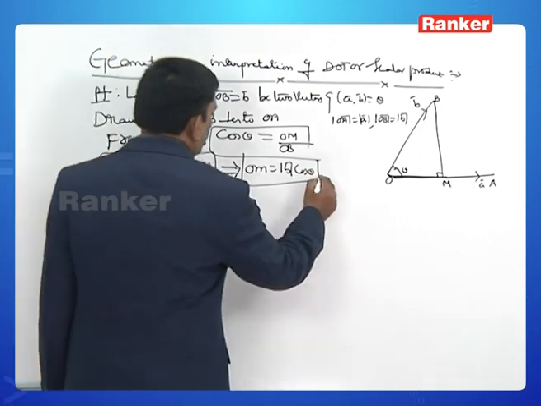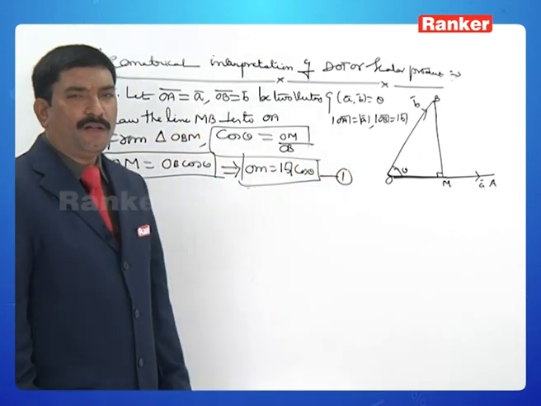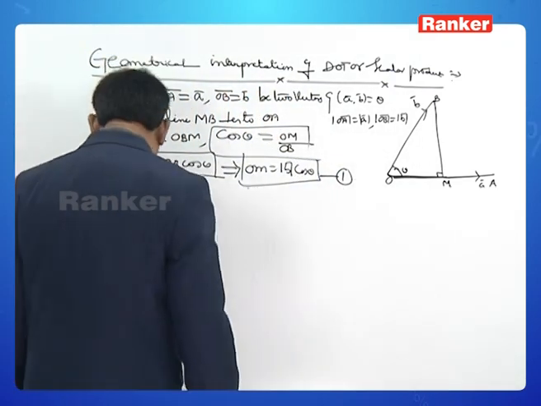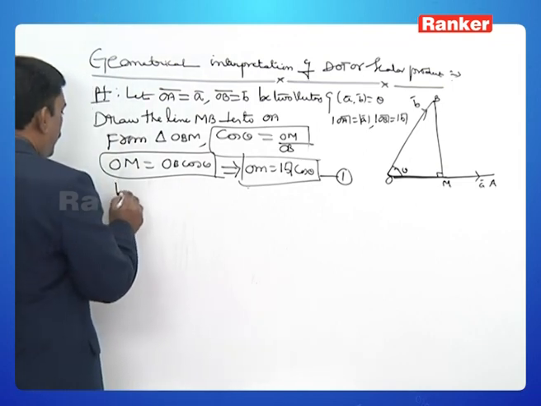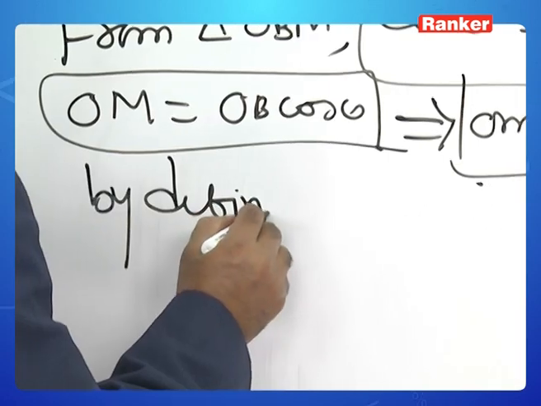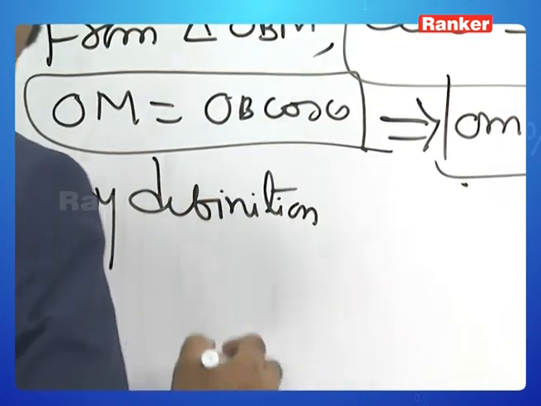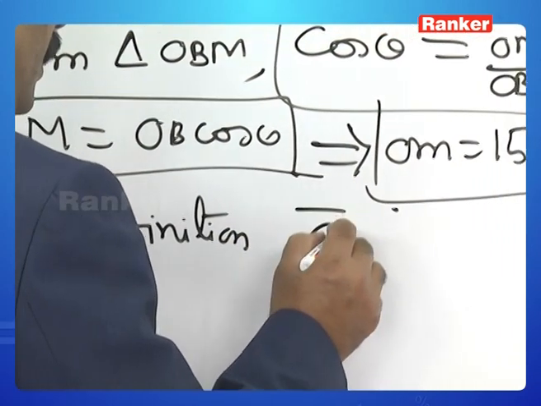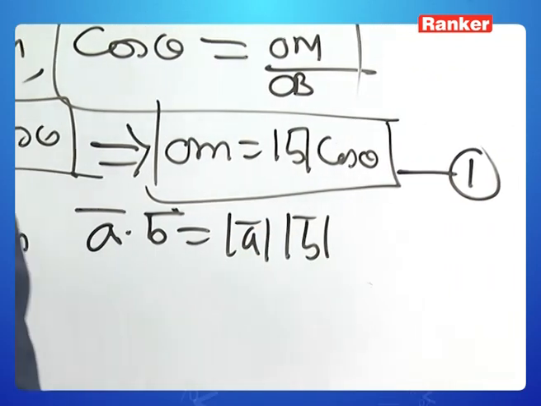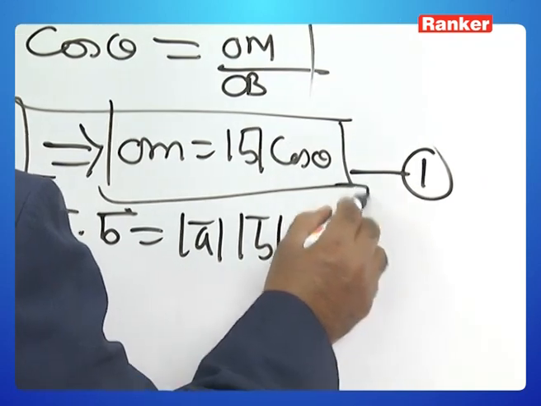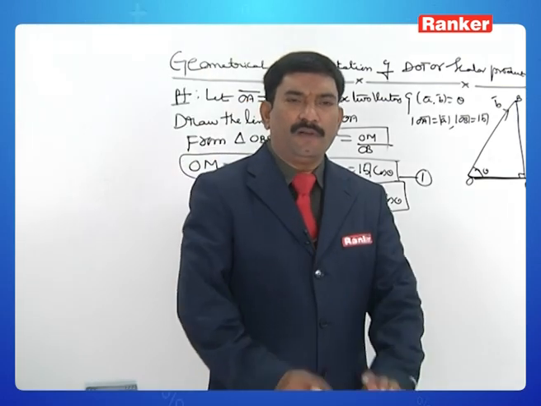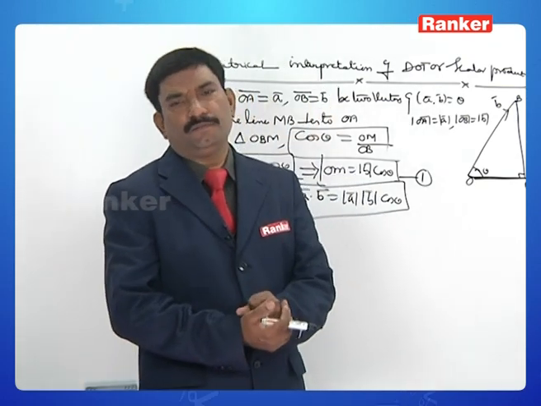Now you call this result number 1. So therefore, by definition, A bar dot B bar is equal to mod A bar into mod B bar into cos theta. A bar dot B bar is equal to mod A into mod B into what? Cos theta.